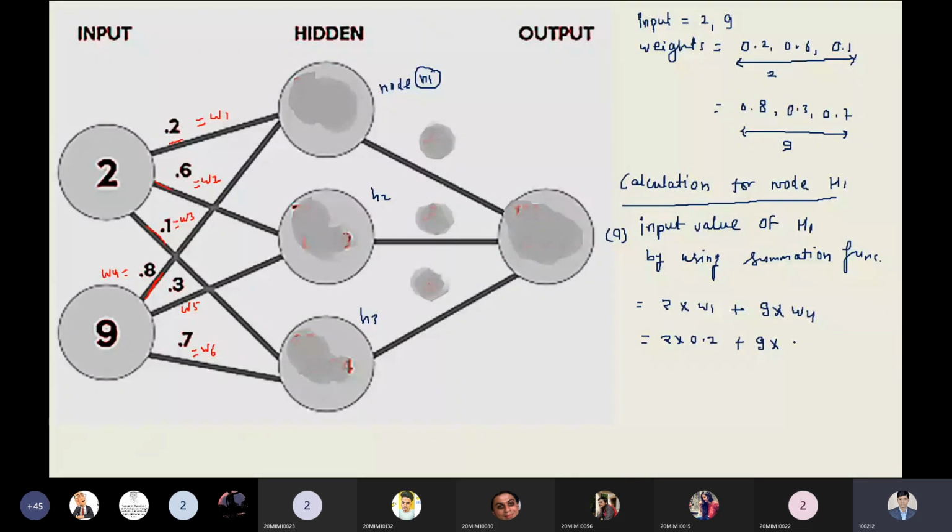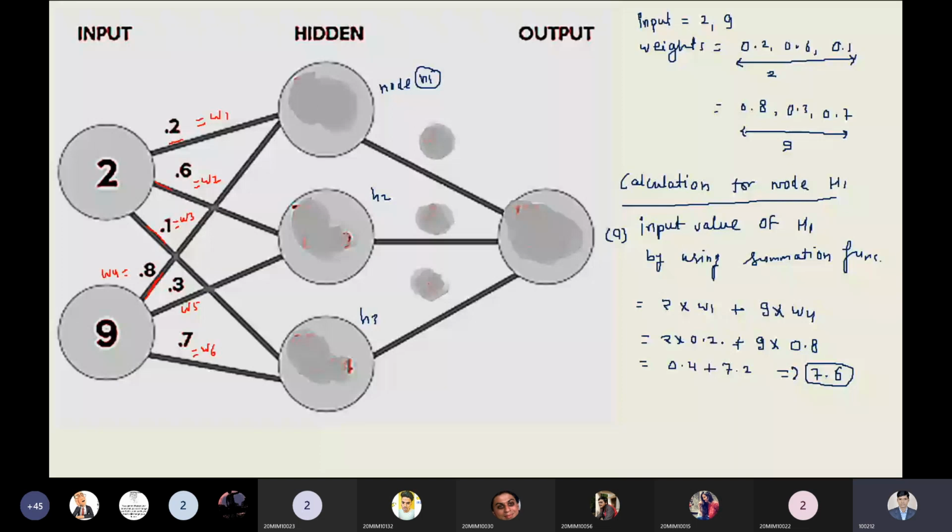What is the value of W4? 0.8. Super. So 0.4 plus 9 into 0.8, so it would be 7.6. So finally we have 7.6. My dear, I'm adding both things, total.